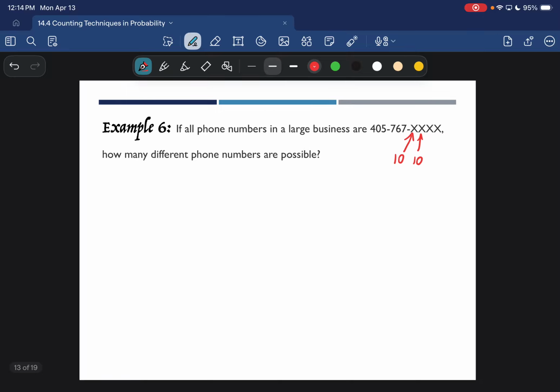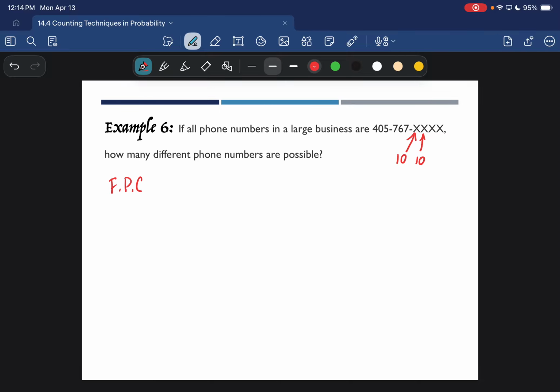So this one is a fundamental principle of counting, okay? And the way that we do that is we recognize that there are 4 different choices that are being made, or 4 different events, an event of choosing each of those 4 numbers. And as we've already started writing out above, there are 10 choices for each one of them. And the fundamental principle of counting says that I would then multiply these numbers together. What number does that give me?